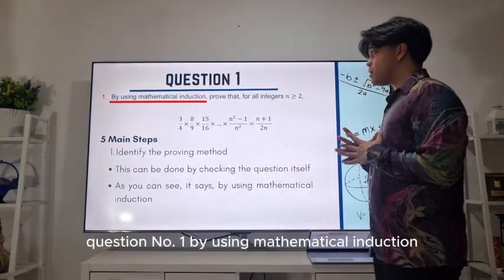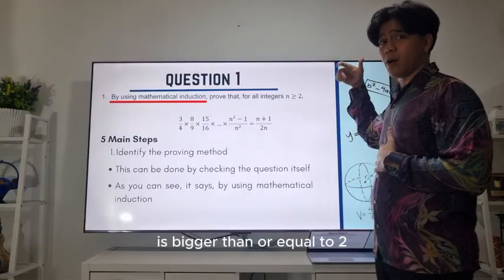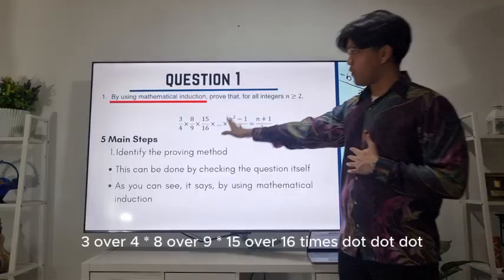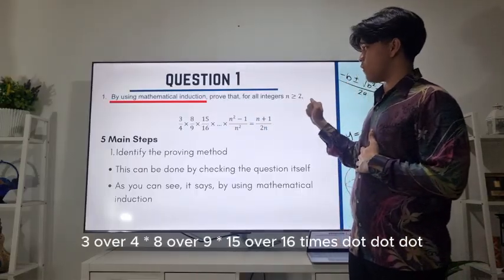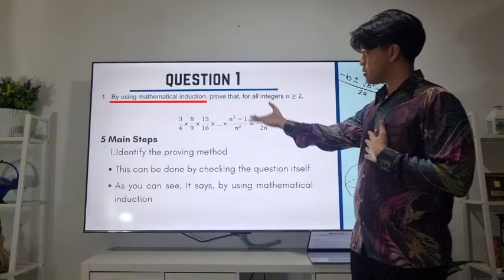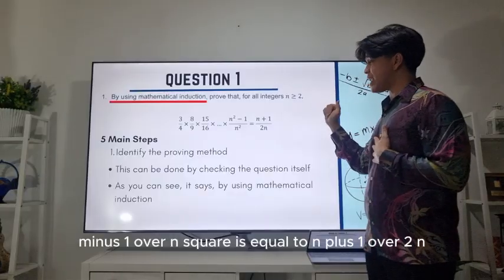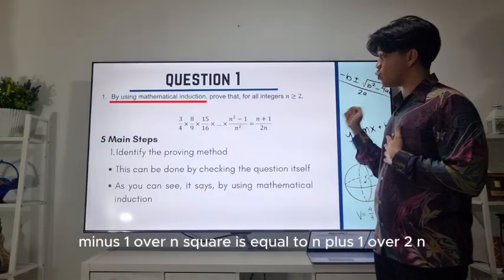Question number 1. By using mathematical induction, prove that for all integers n bigger than or equal to 2, 3 over 4 times 8 over 9 times 15 over 16 times ..., which is the repetition of this sequence, times (n squared minus 1) over n squared, is equal to (n plus 1) over 2n.